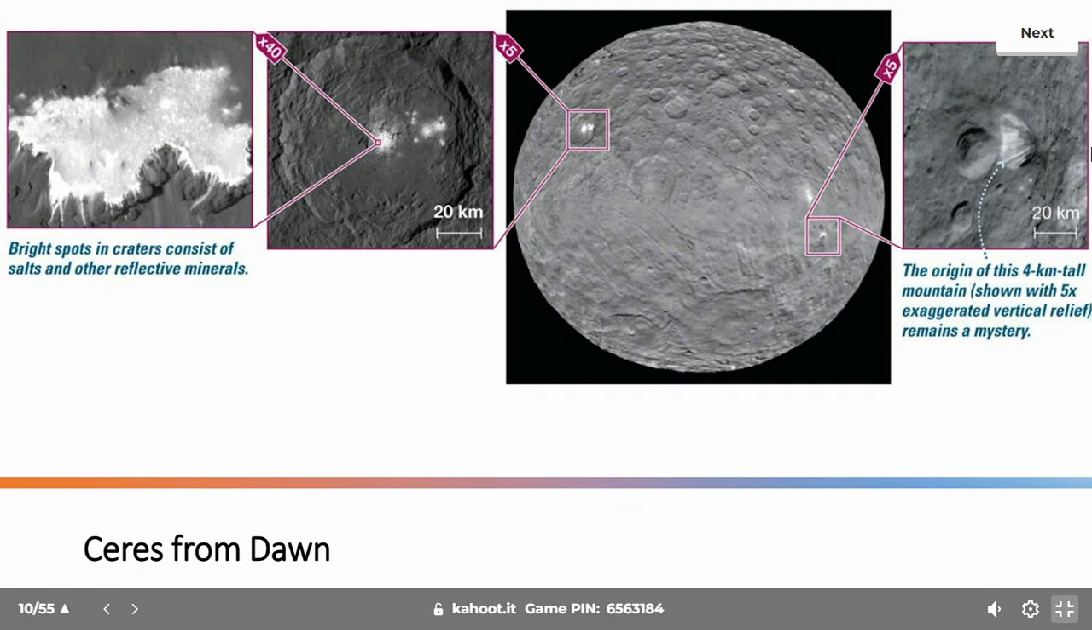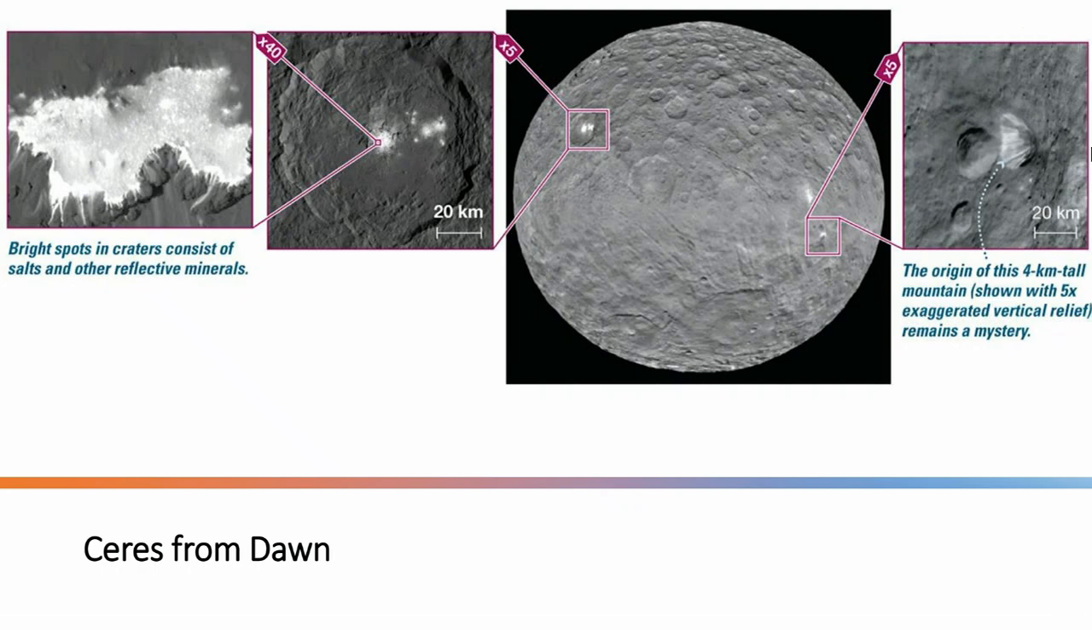This is Ceres, which is the largest asteroid in the asteroid belt. You can see it's spherically shaped, and it has evidence of craters, but it also has evidence of smooth features, so there might have been some geologic activity at some point for Ceres.